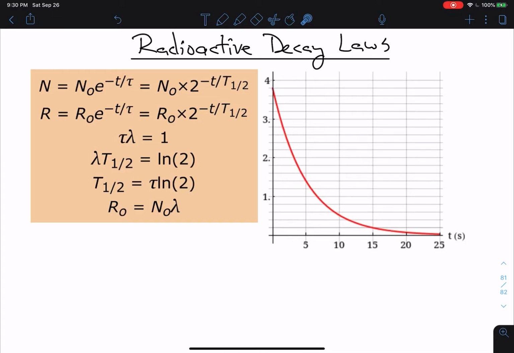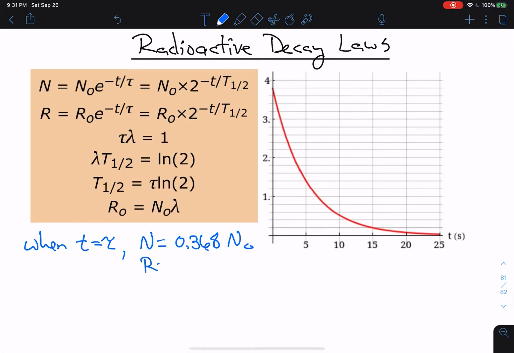And we call it the mean life because it's the average lifespan of an atom. So if I'm talking about uranium, it'd be the average lifespan of a uranium atom. Now, of course, mathematically, it still behaves the same as the time constant. That means when t equals tau, N is going to equal 0.368 N naught. And I can do the same for R. R is going to equal 0.368 R naught. So that mathematical behavior is still there.